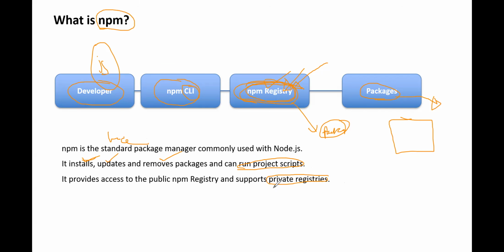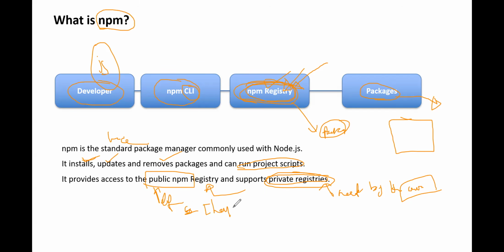Private registries means if anyone wants to create their own packages, they can also create and publish them into the registry. And public npm has packages that are already present by default. For example, Chalk. Chalk is a package which gives colors to the text.